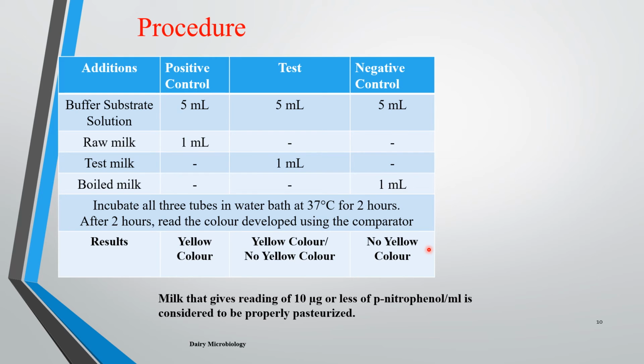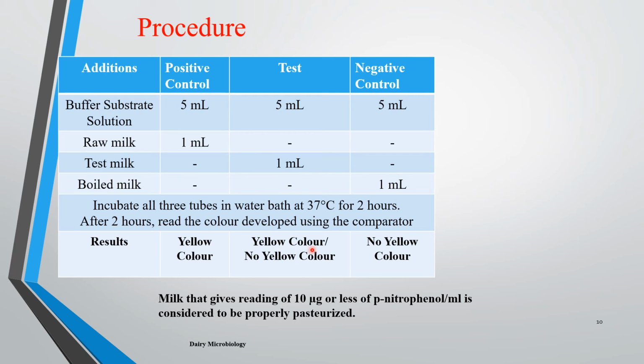No yellow color will be developed in a tube which is labeled as a negative control as it contains 1 ml of boiled milk. Boiled milk does not contain the phosphatase enzyme, so there will be no formation of yellow color para-nitrophenol. So no yellow color will be developed in negative control. While the color which is developed in a tube which is labeled as a test, it depends upon whether that milk is properly pasteurized or not.